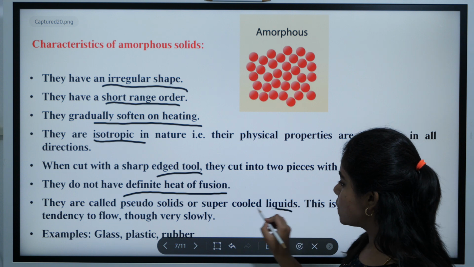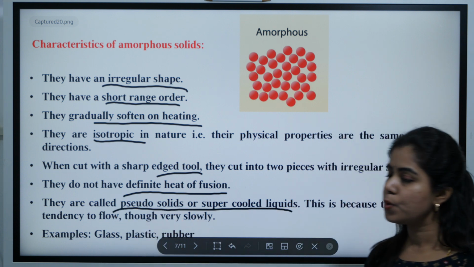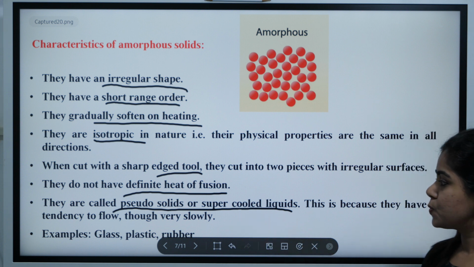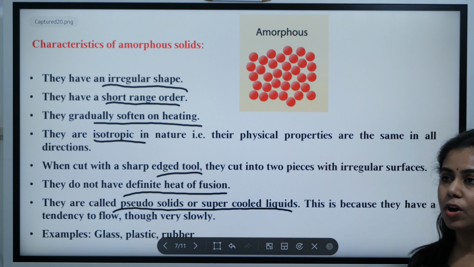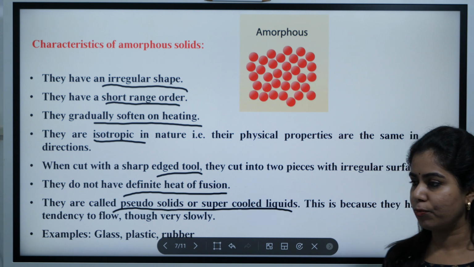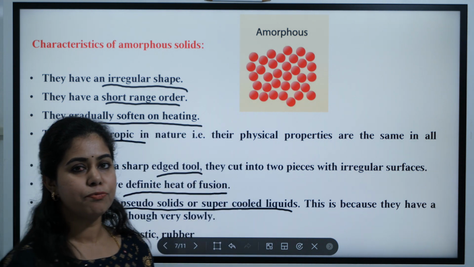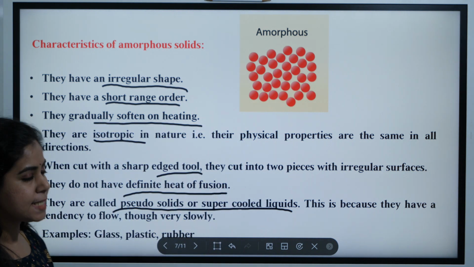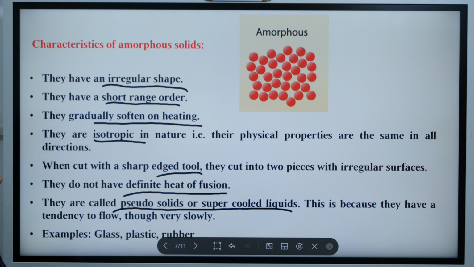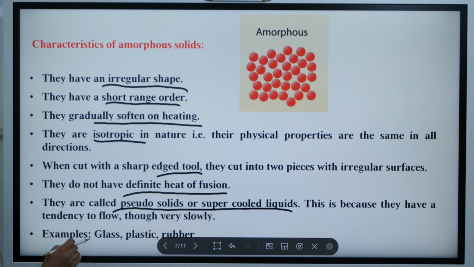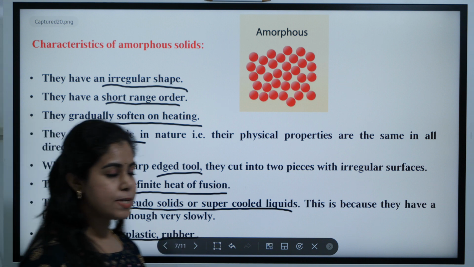And they are not true solids, they are actually called pseudo solids. Pseudo means not real, or we can also call them super cooled liquids. Why do we call them liquids? Because some of these amorphous solids have a tendency to flow. For example, when we melt glass, it can slightly flow, not like a liquid, but still it can flow to some extent. So that's why they are also called super cooled liquids. Examples are glass, plastic, rubber. So all these are amorphous solids.